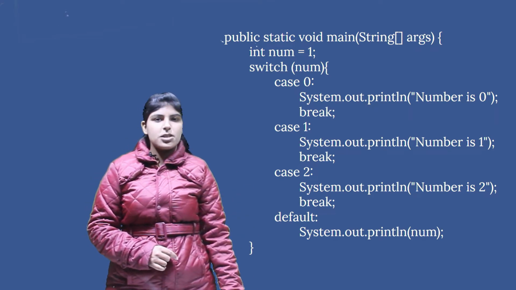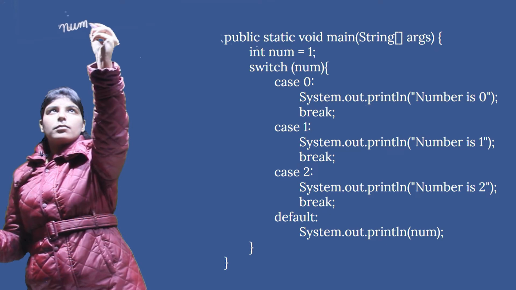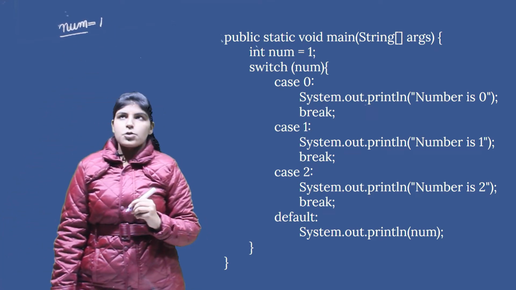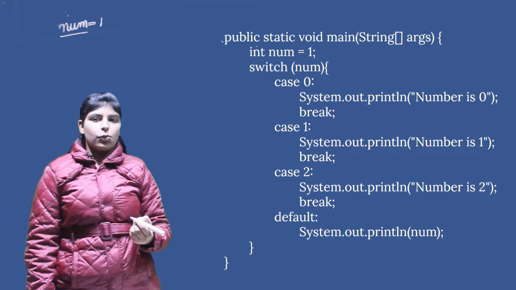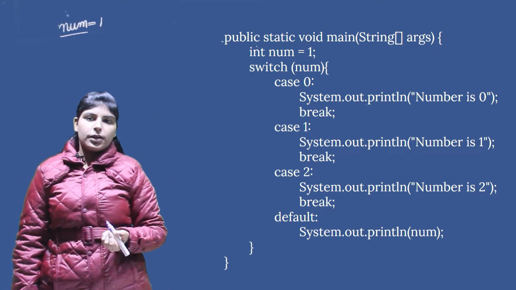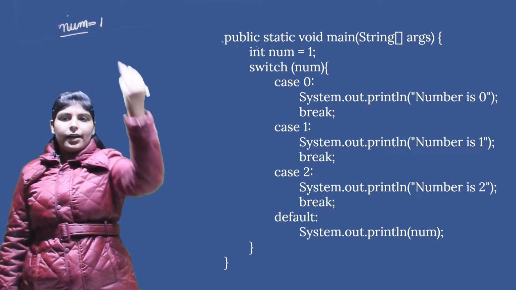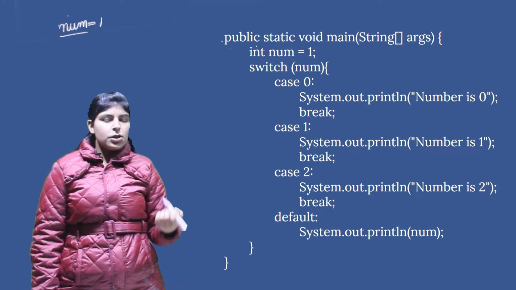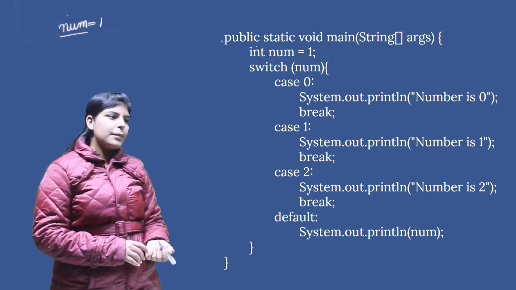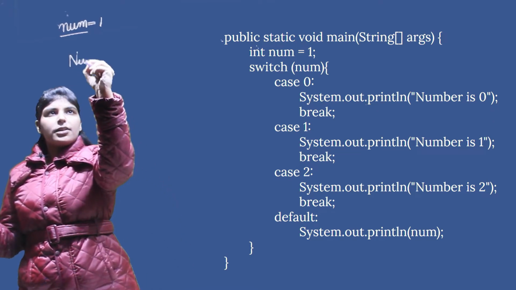Here I have an integer variable number is equals to 1. So now this number is being switched. So first I will compare it with case 0. So the value of number is not 0, so case 0 will not execute. Then there is case 1. So the value of number is 1. It matches with case 1. So the statements below case 1 will be executed. The first statement is print number is 1. So number is 1 will be printed on the screen.